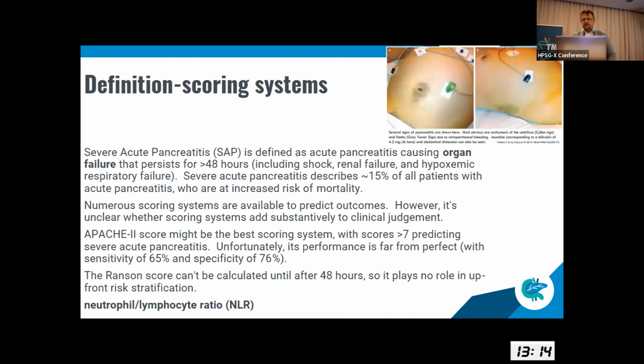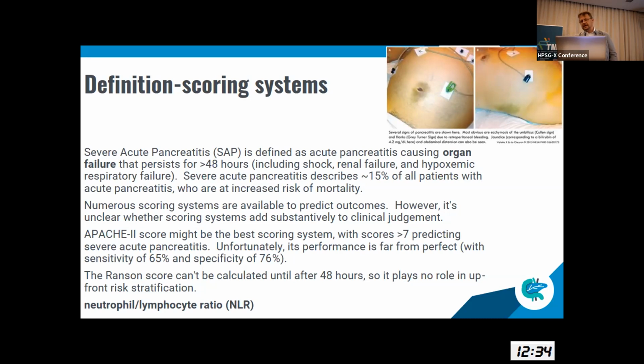What is the definition of severe acute pancreatitis? It is acute pancreatitis which causes organ failure, and it persists more than 48 hours. SAP can cause every type of shock state like hypovolemic, cardiac, obstructive, distributive, a majority septic, renal or respiratory failure. SAP describes around 50% of all patients with acute pancreatitis, and they have increased mortality risk.